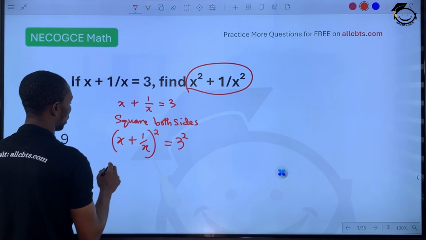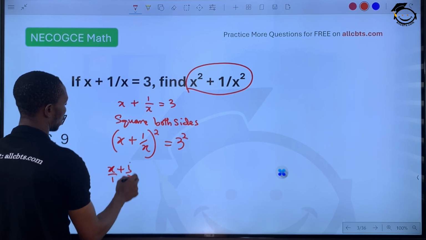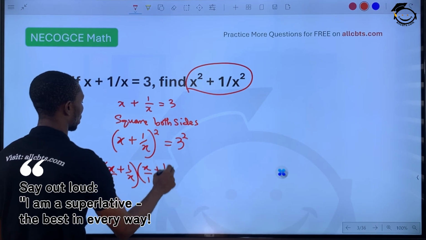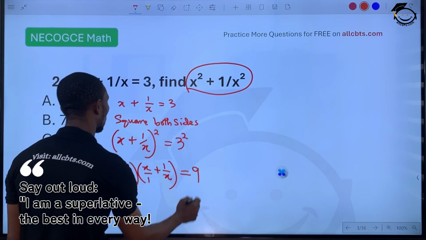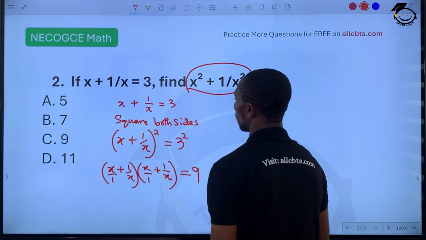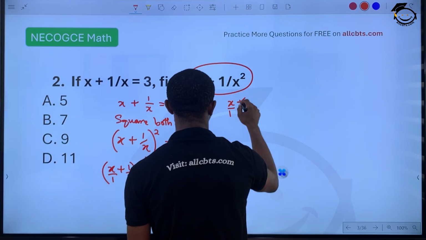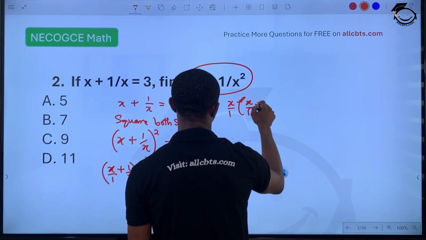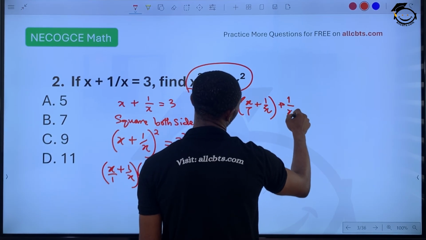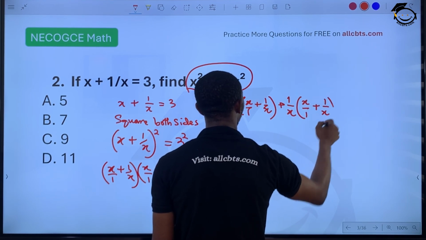Now expanding this, we have x plus 1 over x, we can put this as x over 1 plus 1 over x, equals 3 squared, which gives us 9. So let's expand this. Now expanding that, we have x over 1 bracket open x over 1 plus 1 over x, plus 1 over x bracket x over 1 plus 1 over x.